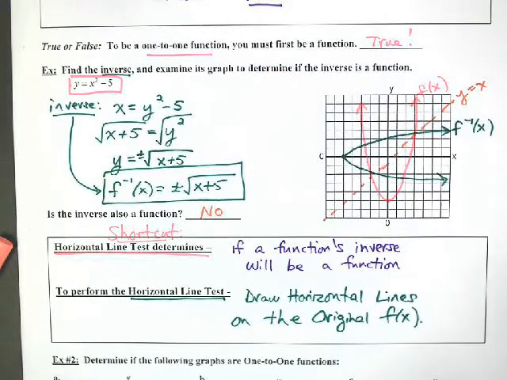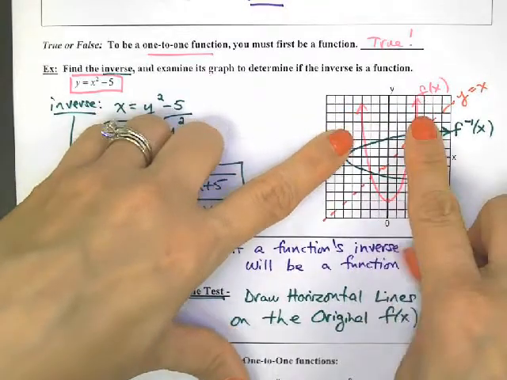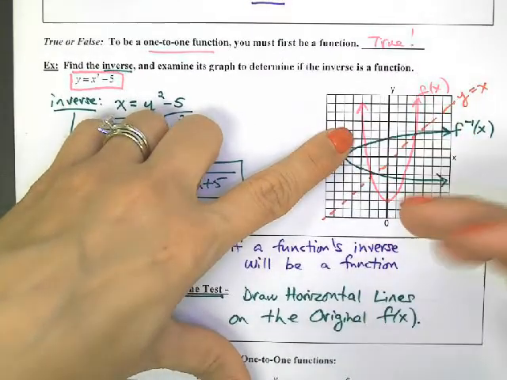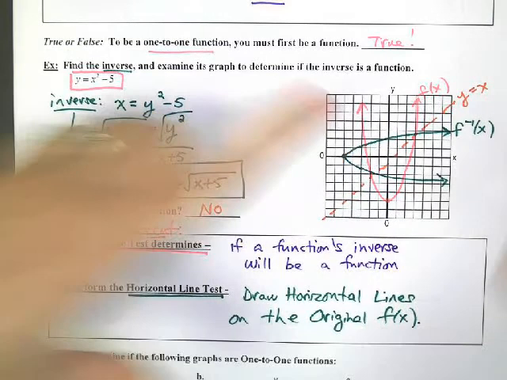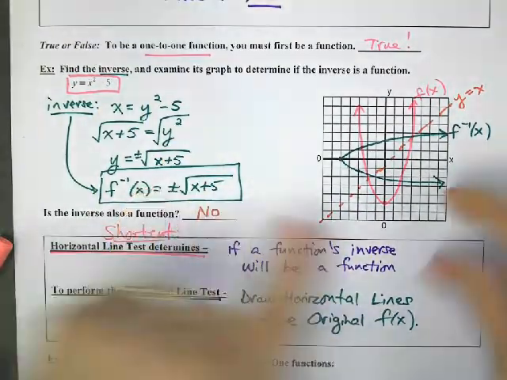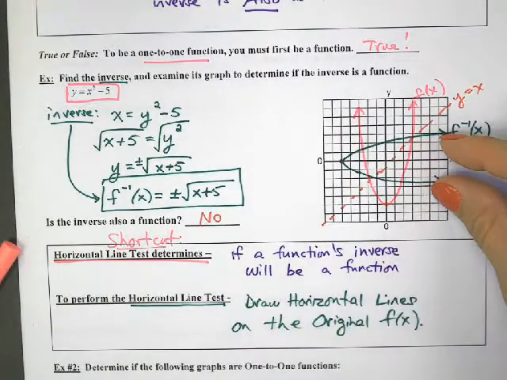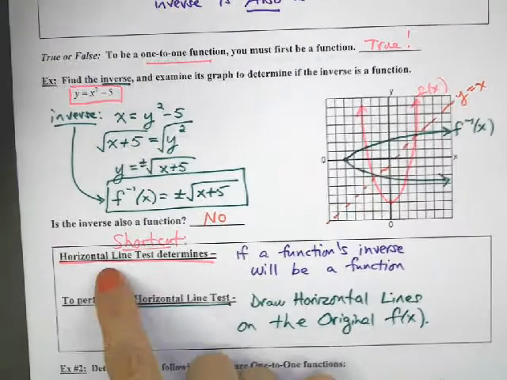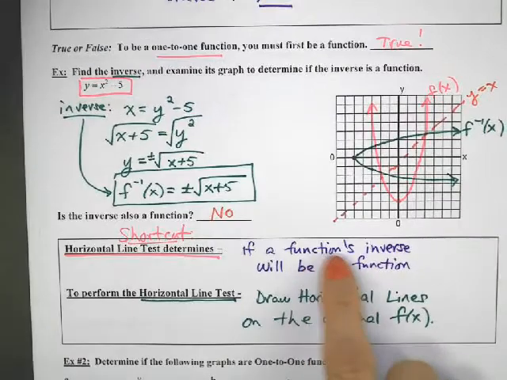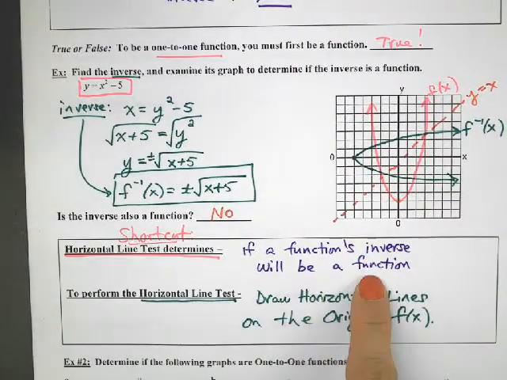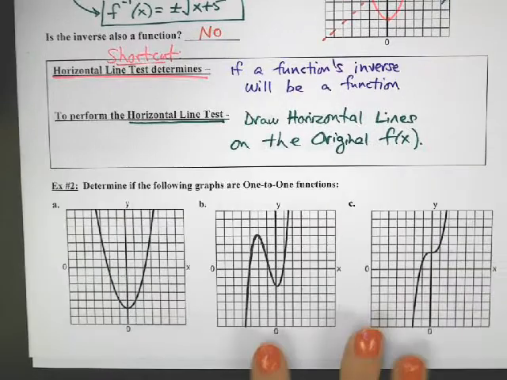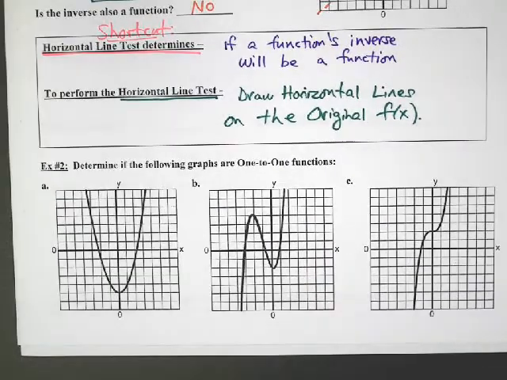So there's two ways you could do this. You could take the original one, do horizontal line tests, and tell me if it works. Or you could calculate the inverse, graph the inverse, do verticals on him, and then you could tell me if he's a function. So the horizontal line test will tell you if the function's inverse will be a function without even finding it. So here's some graphs, and we're going to do it the shortcut way.